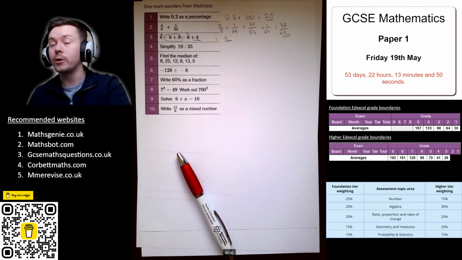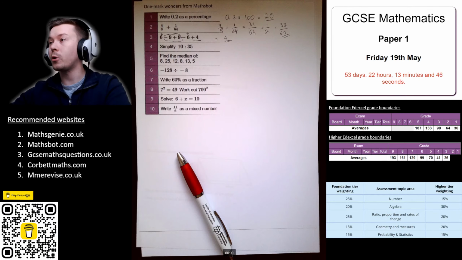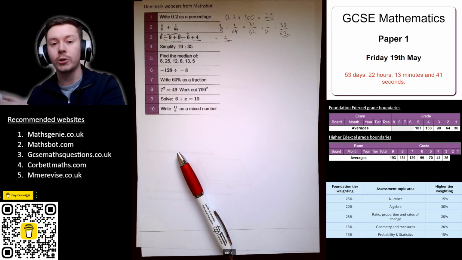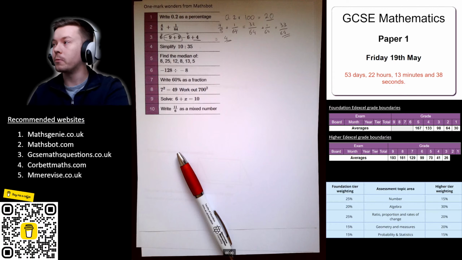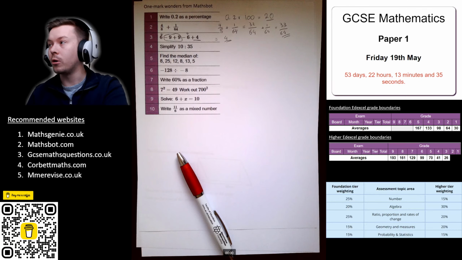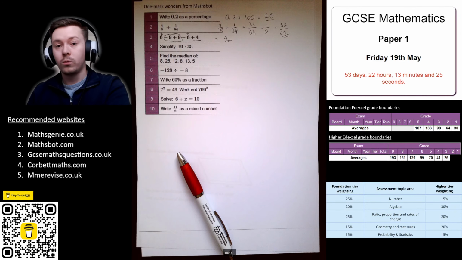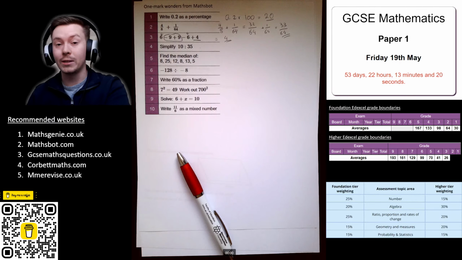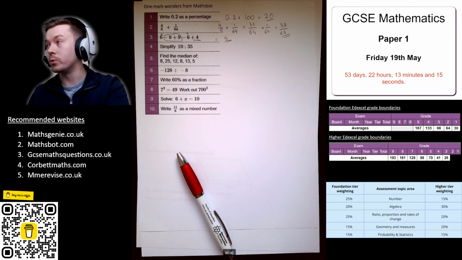Now, underneath that, hopefully you can see the topics on the test, and the percentage of the questions that include those topics. Number is the most common on the foundation paper, with ratio, proportion and rates of change. So if you're doing the foundation paper and you struggle with number related questions, or ratio, proportion and change, then definitely make sure you go and have a look at those.